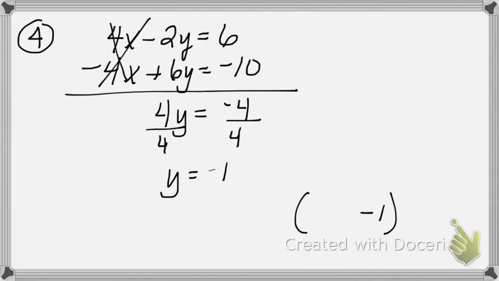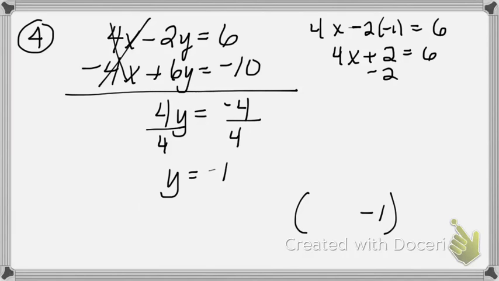All right, I have my choice of the first or second equation. I'm just going to do the first equation, guys. 4x minus 2 times negative 1 equals 6. Now, be careful. The minus 2 times negative 1 ends up being 4x plus 2 equals 6. Then subtract 2 from both sides. 4x equals 4. And divide by 4. I'm getting (positive 1, negative 1).